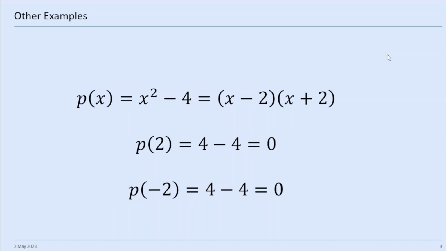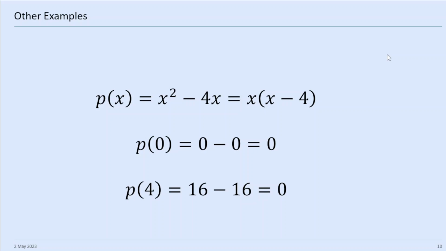Let's look at another example. p of x equals x squared minus 4 equals x minus 2 times x plus 2. And so what we should see, by the factor theorem, is that if you put in x is 2, you get 2 squared is 4, minus 4 is 0, and you put in x is minus 2, you get minus 2 squared minus 4 is also 0, so 4 minus 4 is also 0 because minus 2 squared is 4.